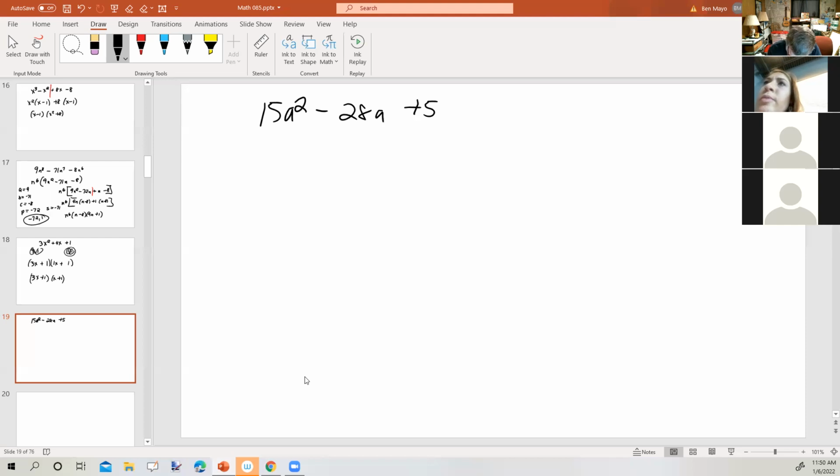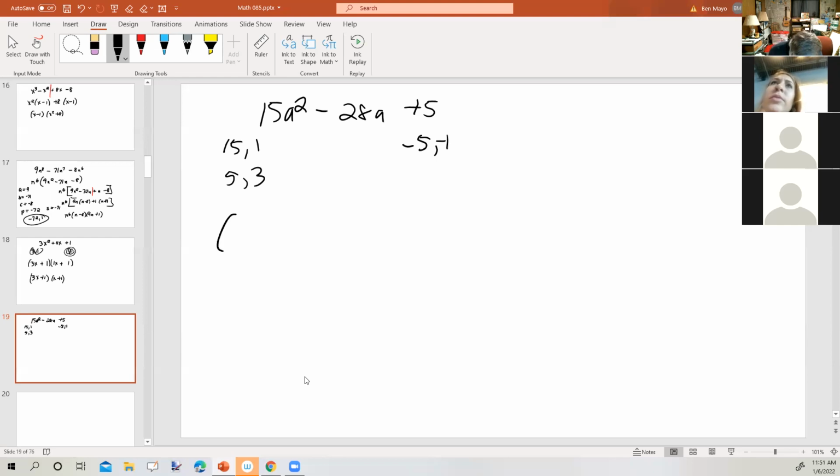The 15 on the front could be broken down into 15 times 1 and 5 times 3. Those are the factor pairs that give me 15. The 5 at the end would be a 5 and a 1, except that our middle term is negative, so it's going to have to be a -5 and a -1.